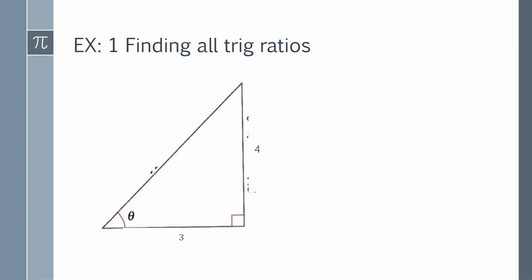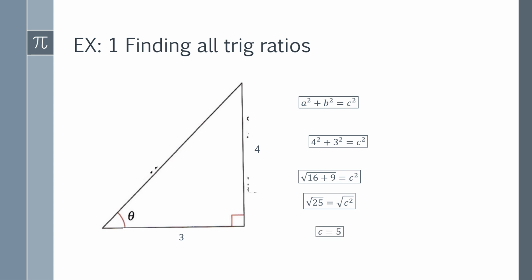Alright, so you're going to be tasked to find all of the 6 trig ratios we just talked about. But to do that with a triangle like this, you have to find the hypotenuse. And we know by using the Pythagorean theorem, we go 4 squared plus 3 squared. And when we square both sides, add 16 plus 9, we get 25. C equals 5. So the hypotenuse is going to be 5. So now let's go ahead and start finding what sine is. Sine is opposite over the hypotenuse, which is 4/5.